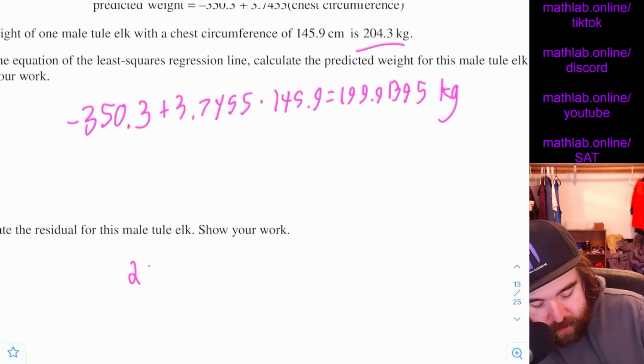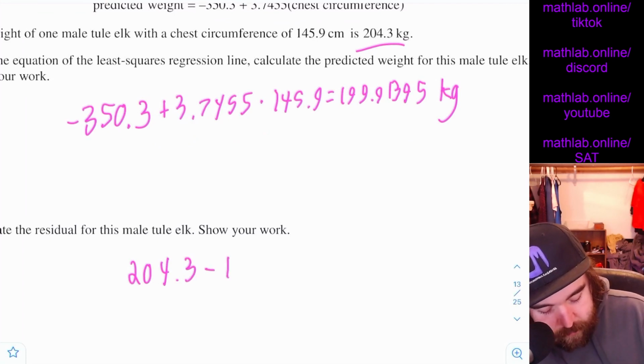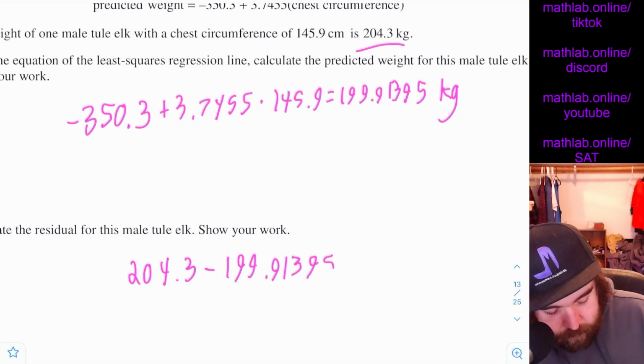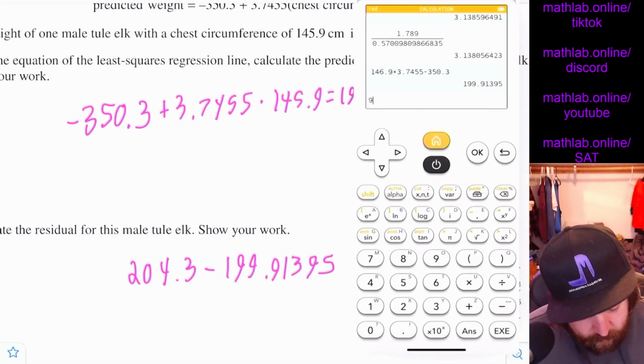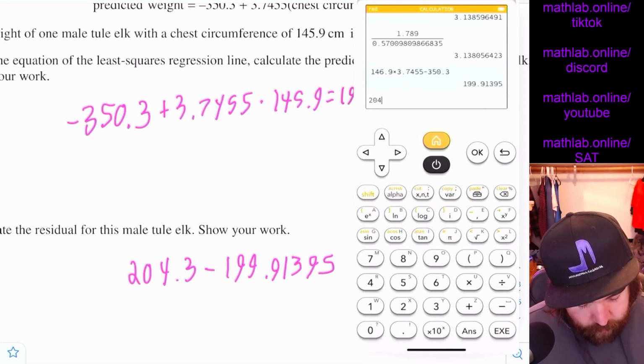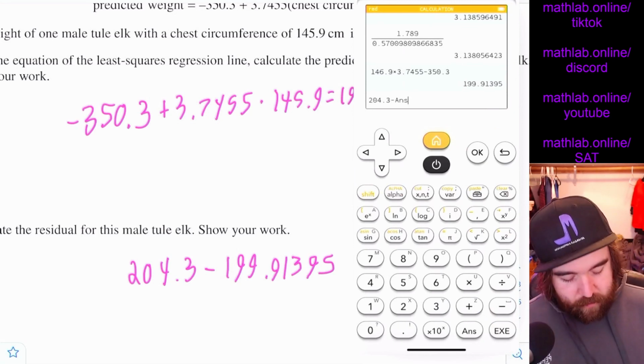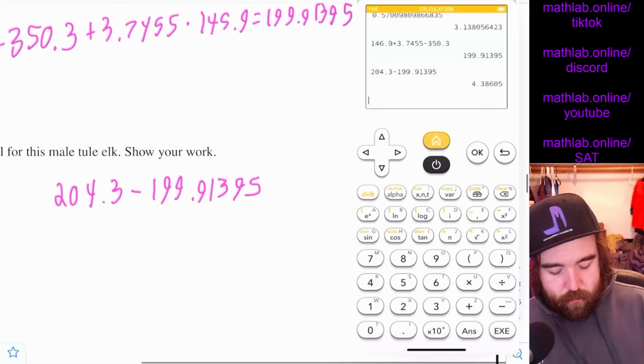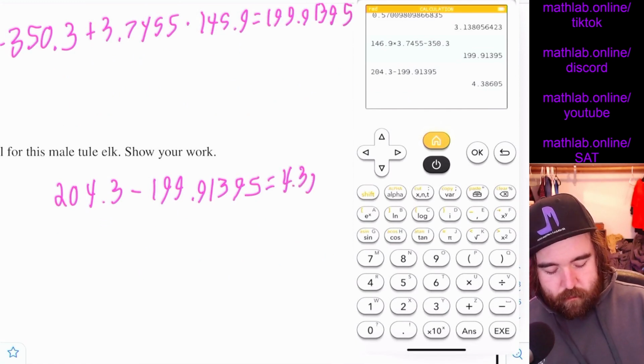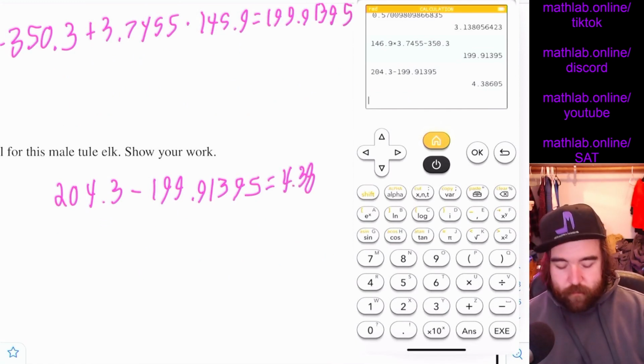Calculate the residual. The residual is 204.3 minus the 199.91395. So we'll bring the calculator back. 204.3 minus the answer, 4.38. Yeah, lovely. Kilograms.